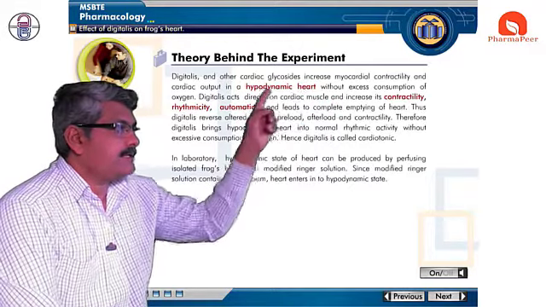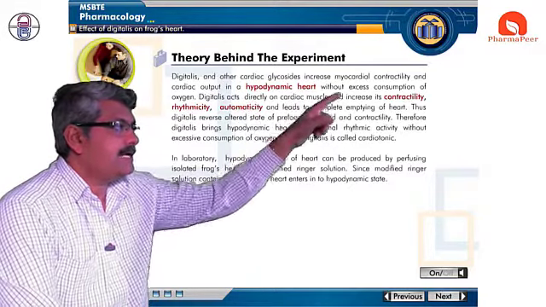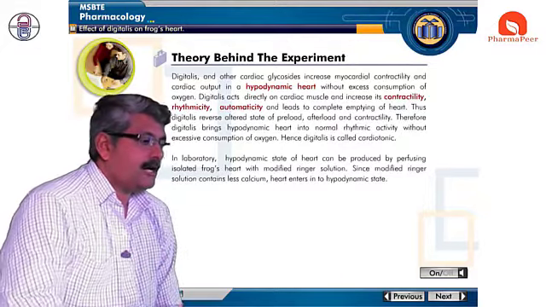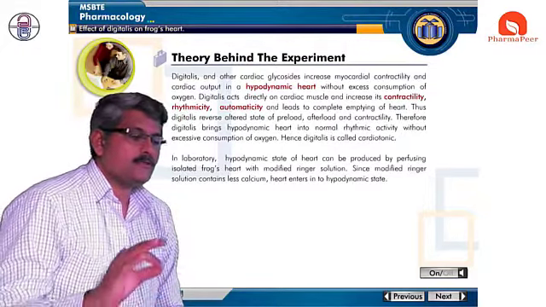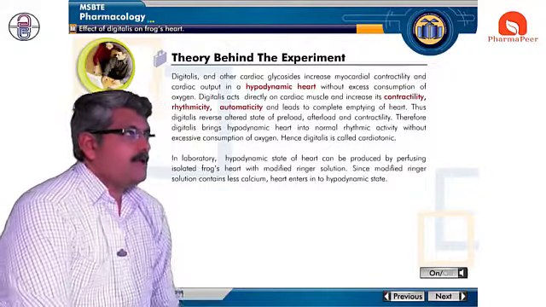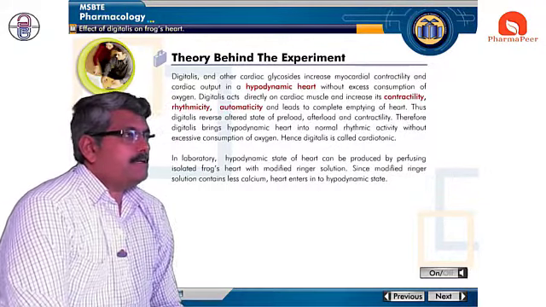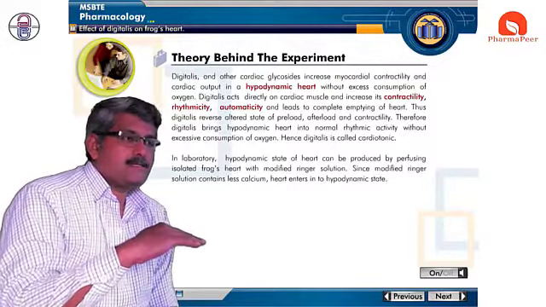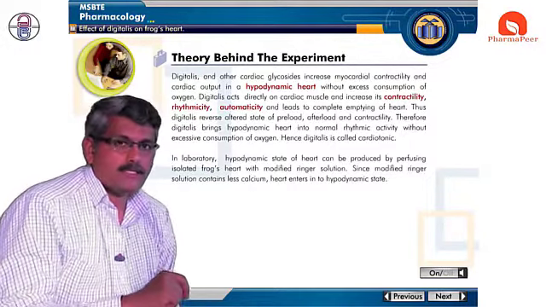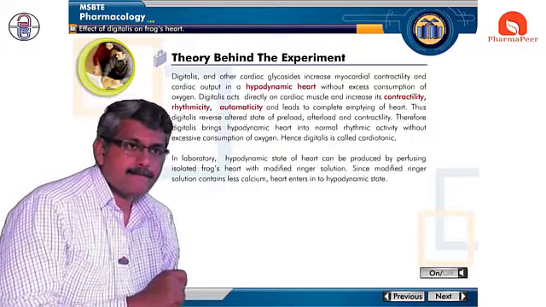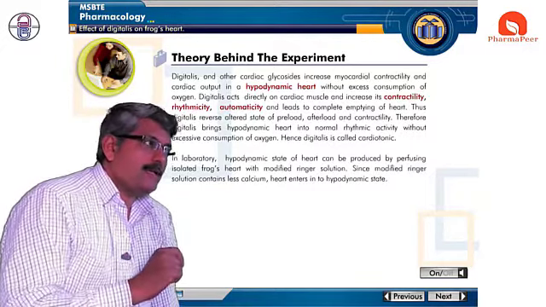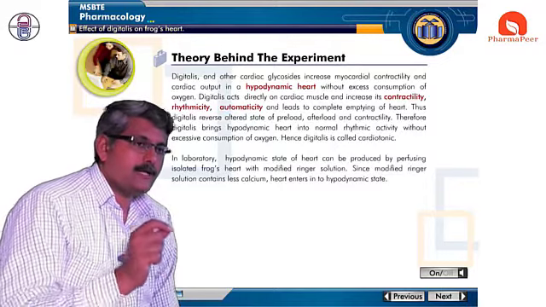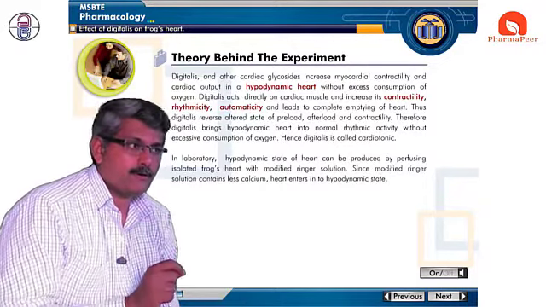Most importantly, this hypodynamic heart gets converted to the normal heart without excessive consumption of oxygen. What happens whenever there is a decrease in the ability to normalize it? It is necessary that we provide nutrition and energy. And as we provide energy, it is quite difficult to know whether that energy, that nutrition, will work for it or not.